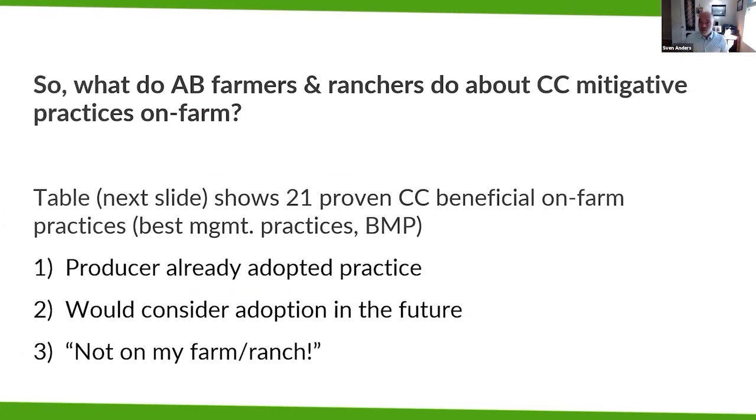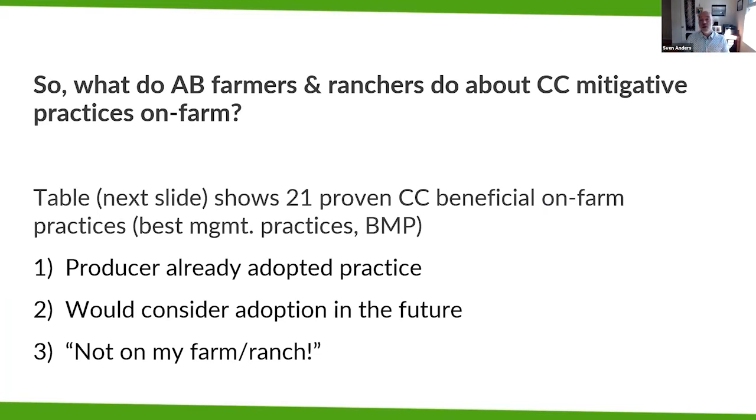So we then ask, okay, so what are farmers actually doing in terms of adoption or adaptation strategies? And on the next slide, I will show you a very large table that has a list of 21 scientifically proven climate change beneficial or protective on-farm management practices. We call them BMPs, or best management practices. And we took these practices out of highly cited international literature and looked for relevant practices for Western Canadian agriculture with a focus on Alberta.